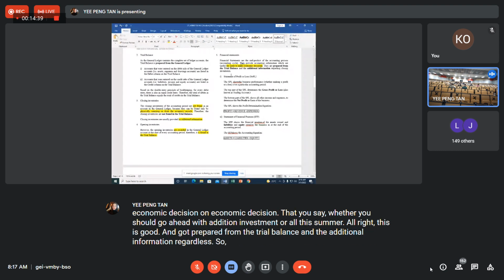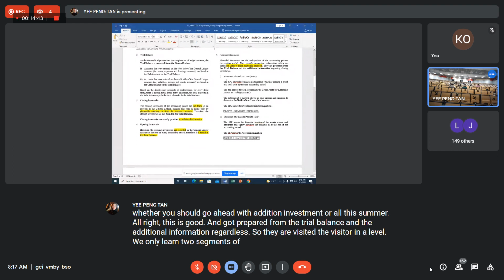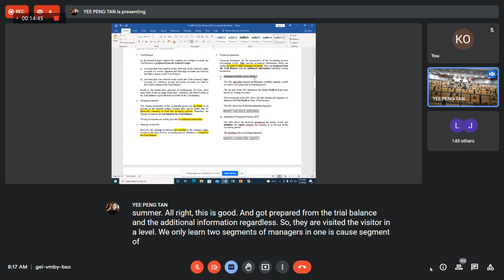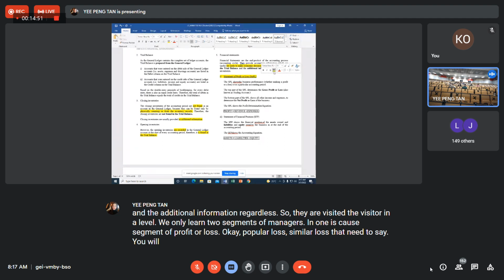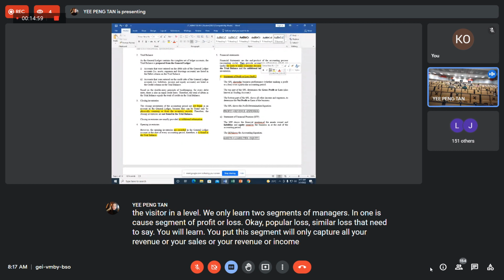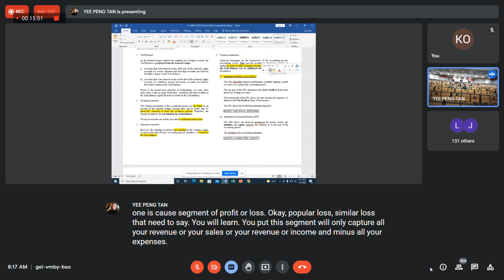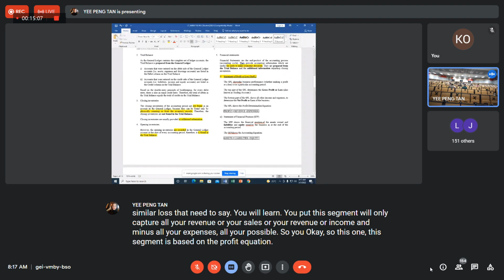So they are basically at the level where we only learn two statements of financial statement. One is called the statement of profit or loss. This statement will only capture all your revenue, all your sales, all your income, minus all your expenses, all your cost of goods sold, then you get your profits. So this statement is based on the profit equation.